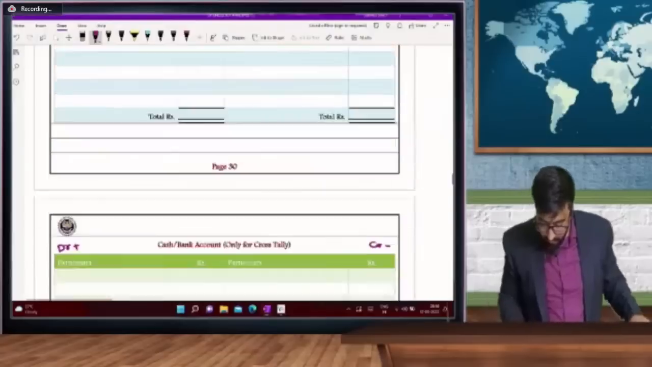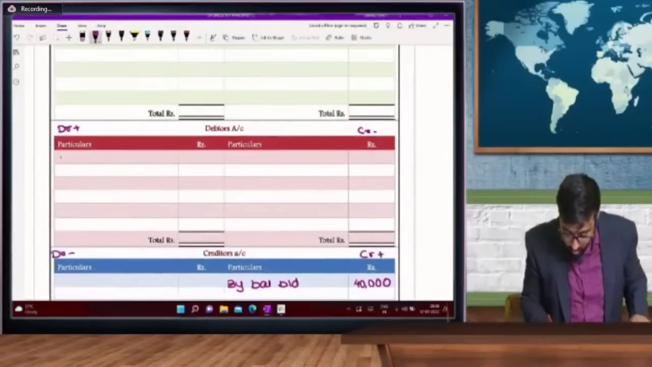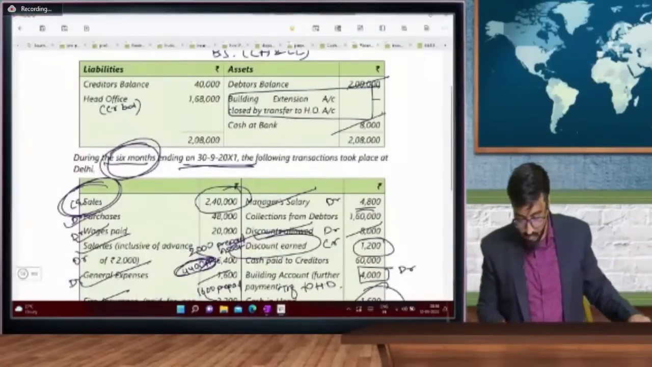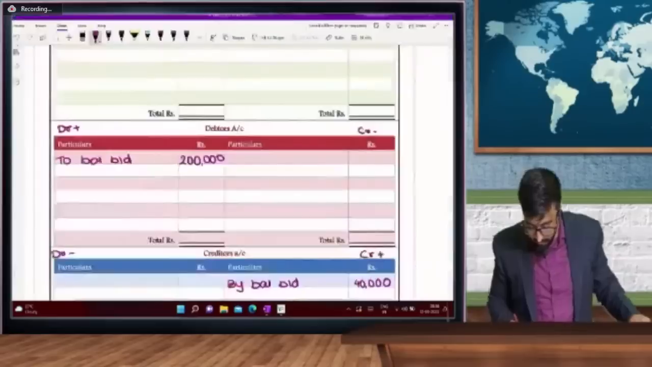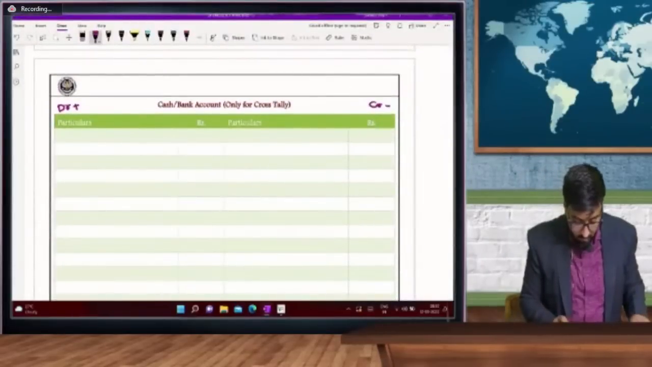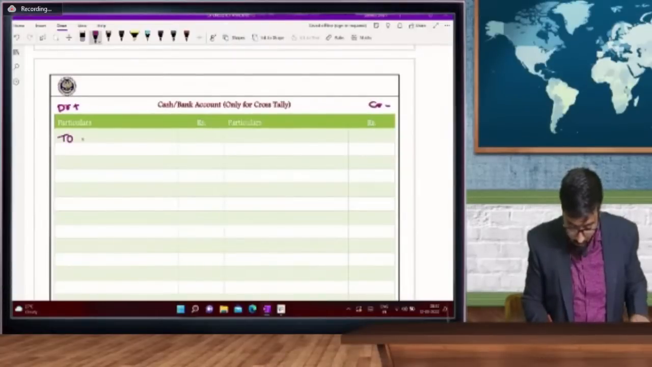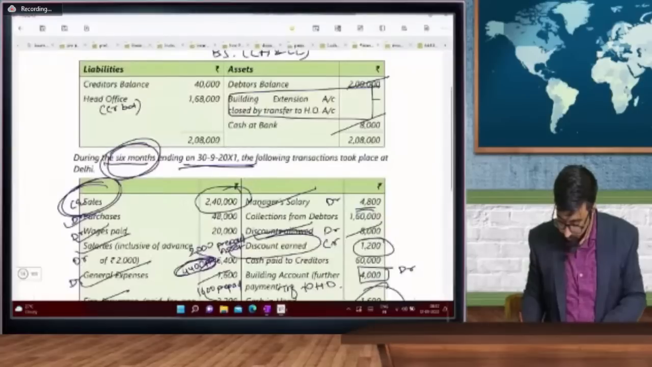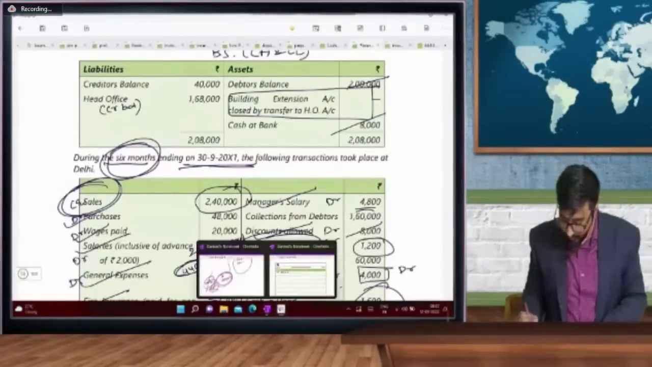Debtors, to balance brought down 2 lakhs. Cash at bank, to balance brought down 8,000.